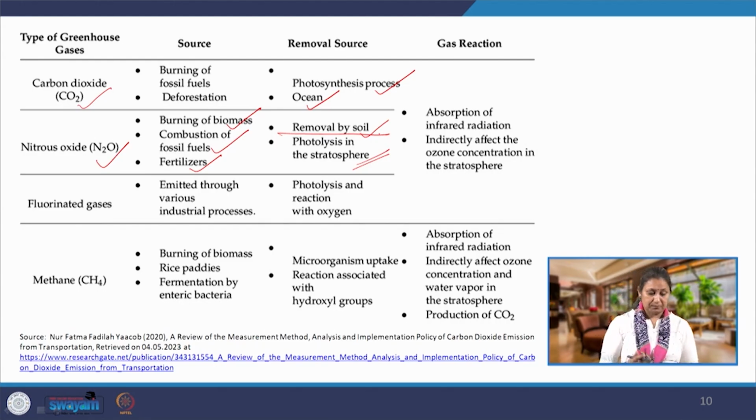the atmosphere. Then we come to methane here, CH4: again burning of biomass, combustion of agriculture, and fermentation, the process of fermentation, all of these release methane. Now, most of these, except for burning of biomass, could be considered natural processes. Of course, anthropogenic activities might increase them.